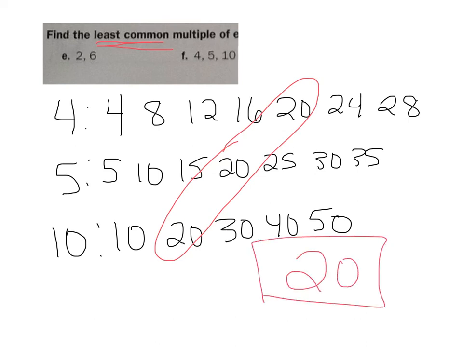So remember, for greatest common factor, we are listing out all the factors. For the least common multiple, we are listing out all the multiples of that number.